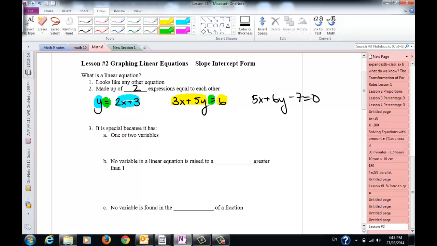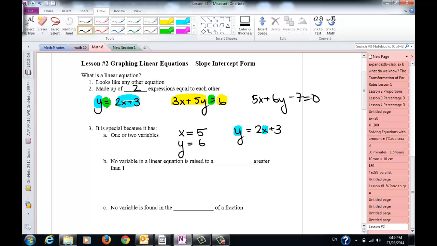All right. A linear equation is a special equation because it has either one variable or two variables. So examples of what I'm talking about is that you could have something like this, x equals 5. You could have y equals 6. You could have y equals 2x plus 3. Notice now we have two variables. We have x and y.